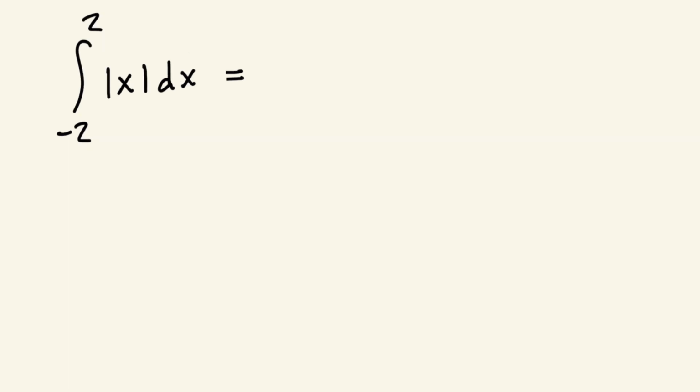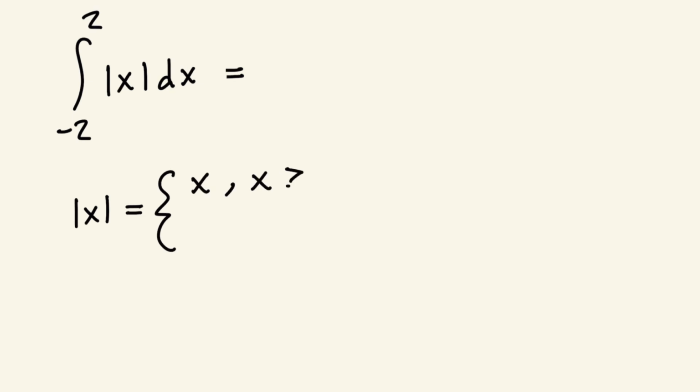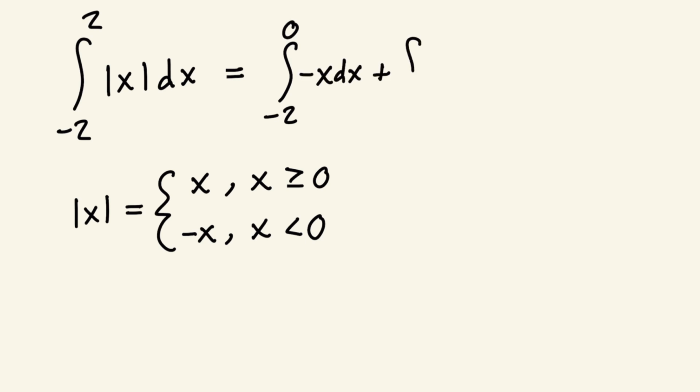So if you guys recall, absolute values are actually piecewise functions, and it's the following. For x greater than or equal to 0, this is equal to x. But for x less than 0, this is equal to negative x. So what we get from this is that we can actually split this integral up into 2 to make things more clear. For the case where x is less than 0, aka from negative 2 to 0, we're going to have negative x dx. And then we're going to have the case where x is greater than or equal to 0, which is from 0 to 2, x dx.